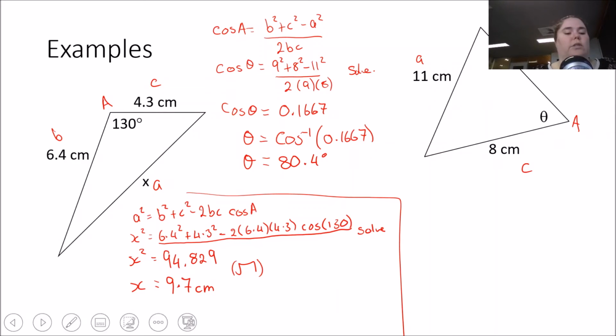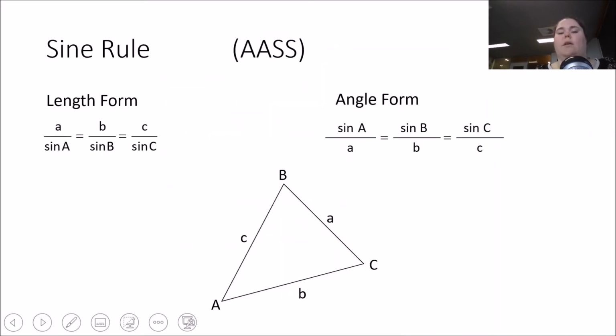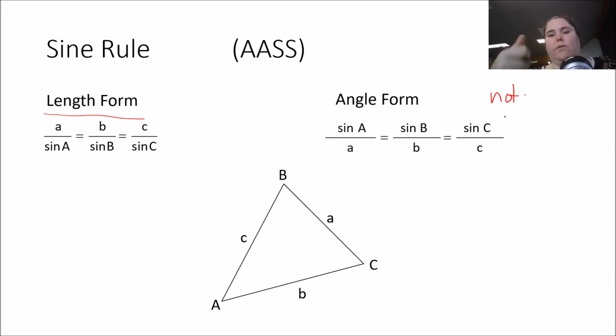There's another rule which is the sine rule. This version, the length form, is on your cheat sheet. This one is not, okay? But all you've got to do is remember to flip it. If you just flip it over, you can then use the angle form. For the sine rule, it's AASS. We need 2 angles, 2 sides, one of them unknown.